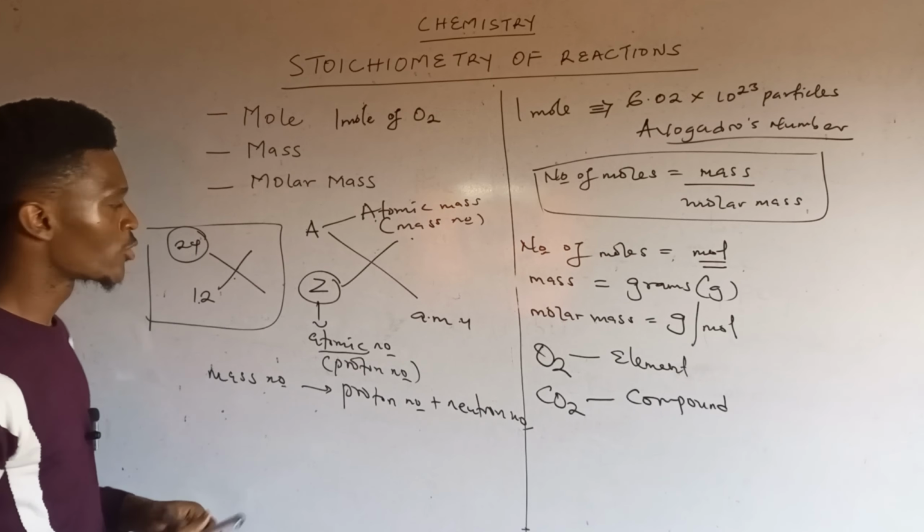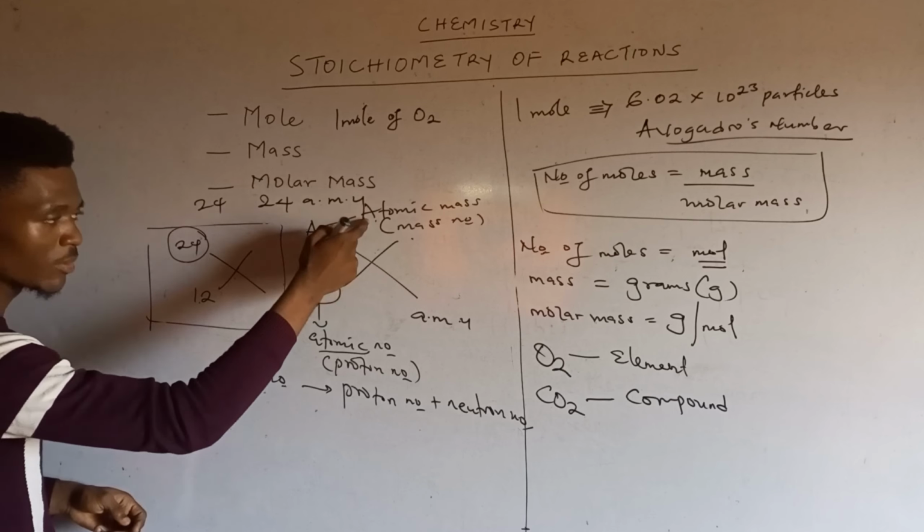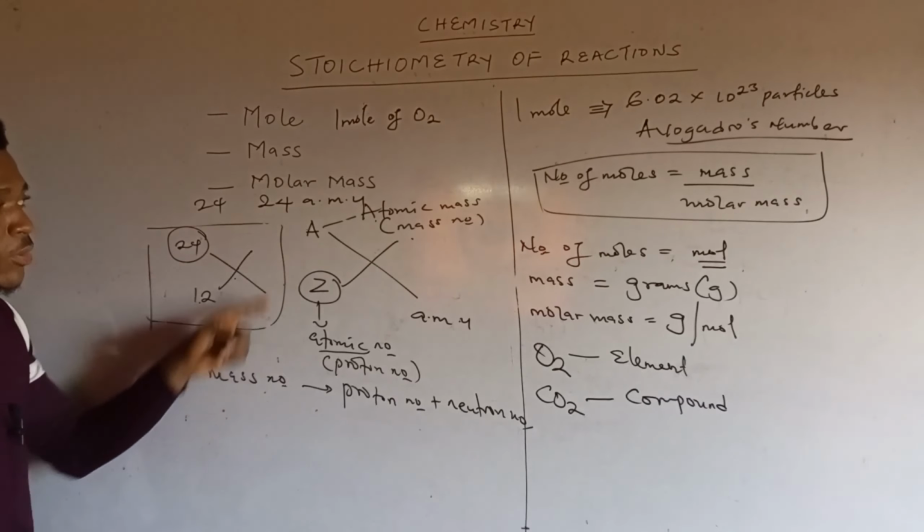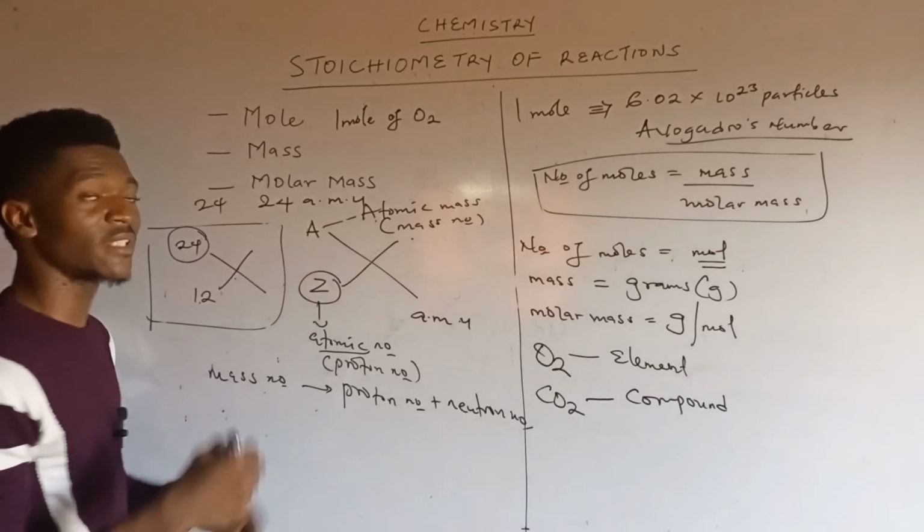So looking at this atom X, let me clarify that. If you are asked what is the mass number of atom X, you can say it is 24. Then if you are now asked what is the atomic mass of atom X, then you can say it is 24 AMU. Observe it, they are having the same numerical values but with a difference. And what's that difference? One has a unit. And which one has the unit? The atomic mass.